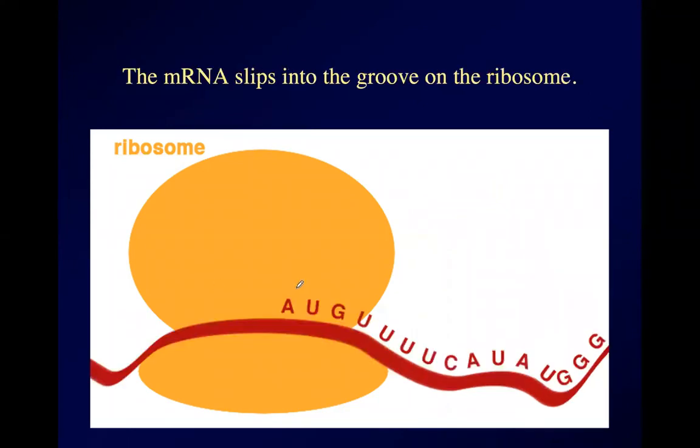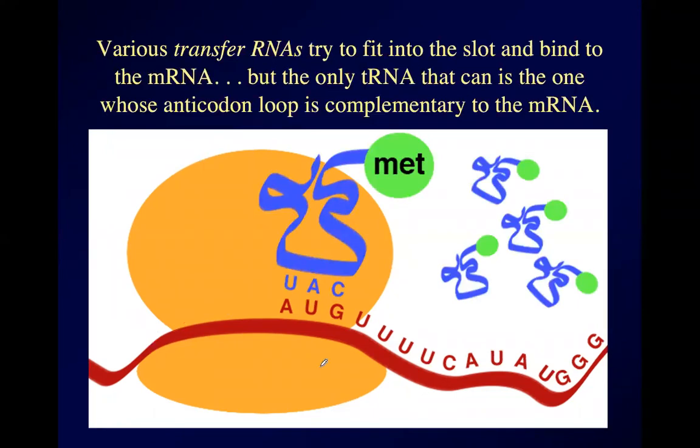And the messenger RNA slides into the groove on the ribosome, and I haven't shown it, but there's a leader sequence at the beginning of the messenger RNA that basically says, okay, start here. And so there would be various nucleotides up in this area that I'm not showing for clarity. But where translation starts, the first 3 nucleotides in this position are AUG.